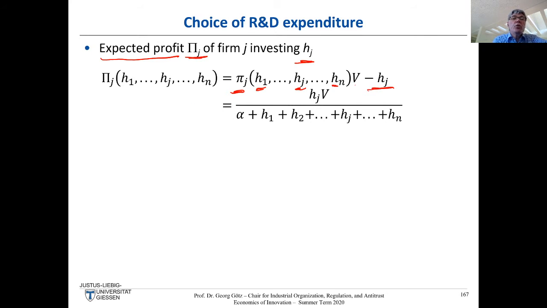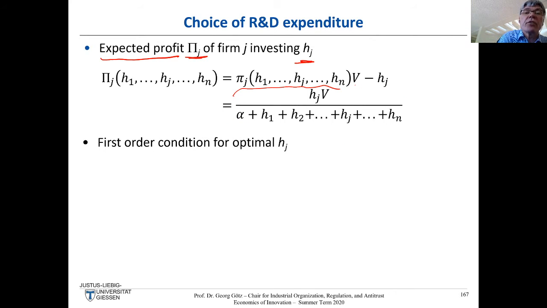And now, using our functional form here for the probability, we just come up with this expression. Okay, and of course, the large part of this. Somehow I think I'm missing a minus hj here.